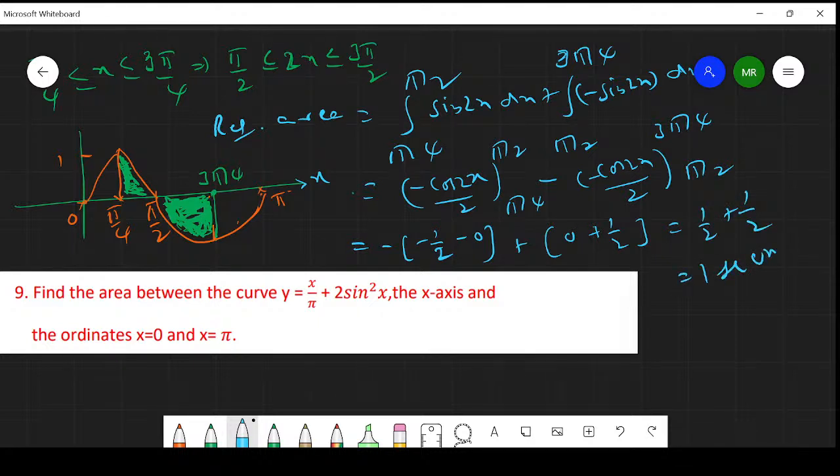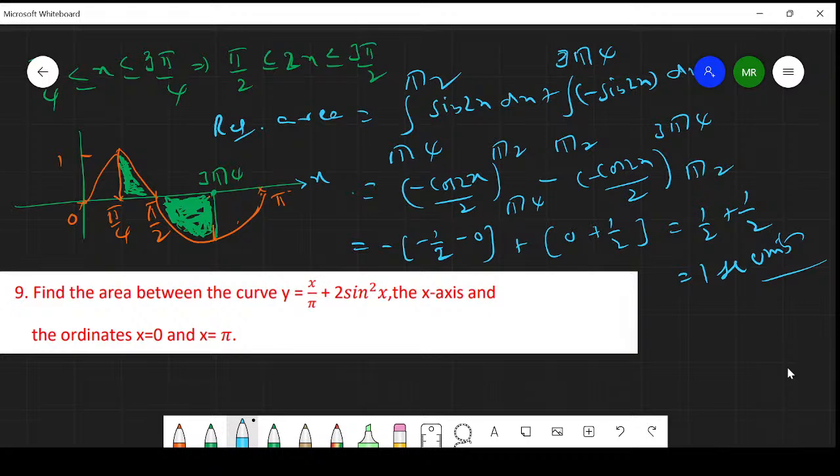1 square unit. That's your answer, 1 square unit. That is the required area. You got 1 square unit. So these are only rough sketches, because the area should be the same as compared to the rough sketch, this one.